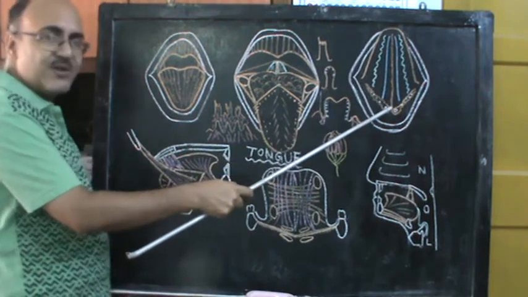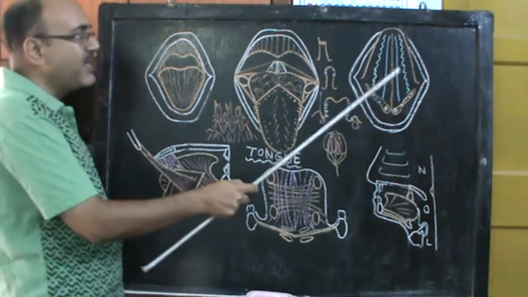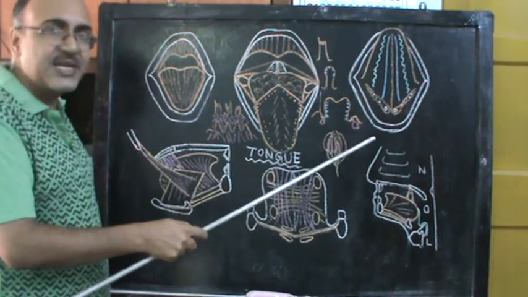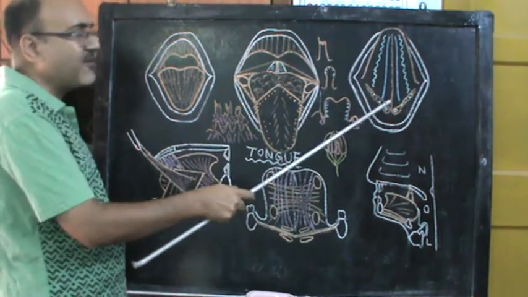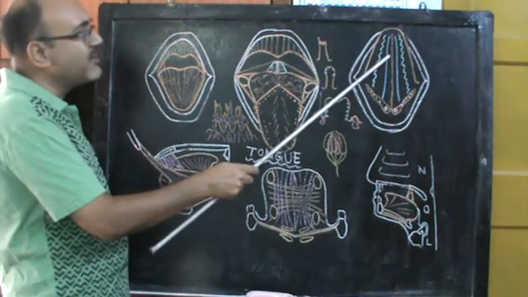So this is the frenulum of the tongue, and you know that if this frenulum is short and contracted, you cannot raise the tongue properly, and this is a condition which is called tongue tie. So a short, contracted frenulum causes difficulty in elevating the tongue, leading to tongue tie.